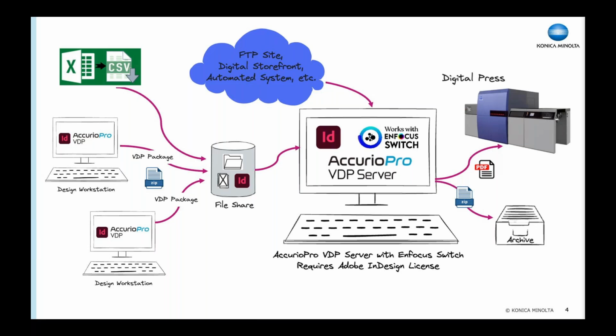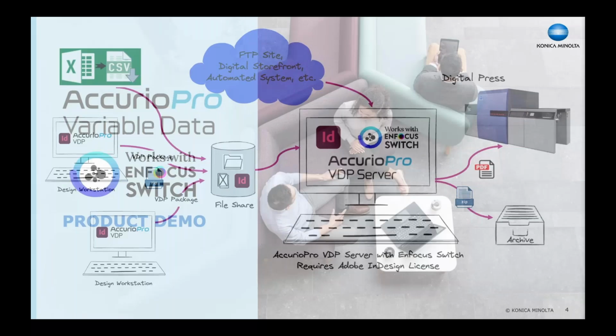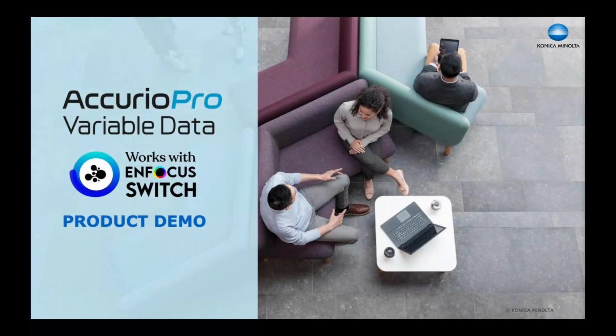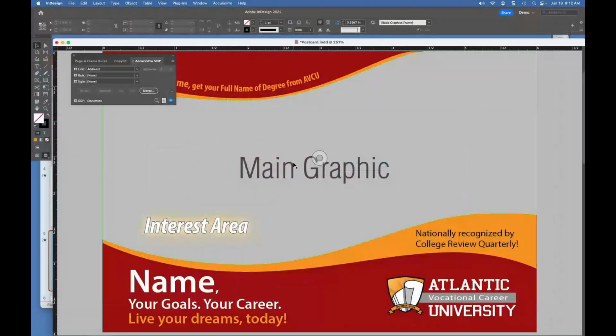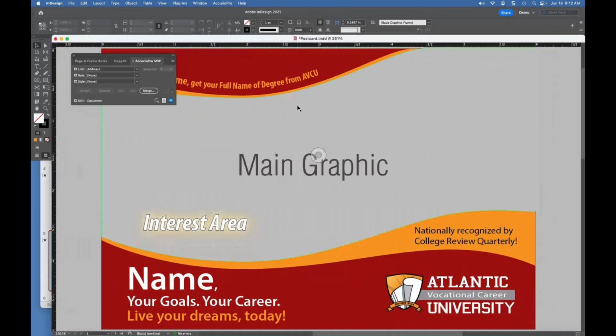So I mentioned this is going to be a live software demonstration, and that's what we're going to do right now. So I'm going to move over and we're going to start with Adobe InDesign. And some of you may recognize this particular job here. This is one of our standard demo files that we show quite often, but it's a great example because it really does show off the features and the power of AccurioPro VDP.